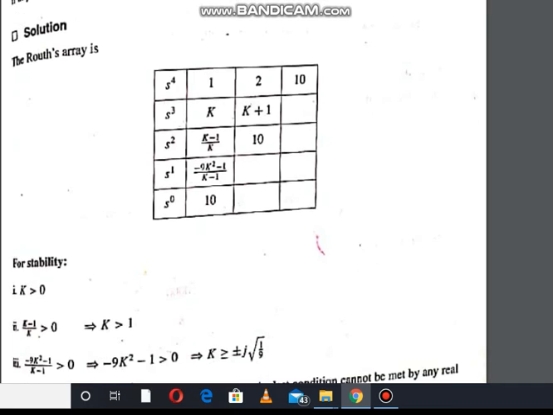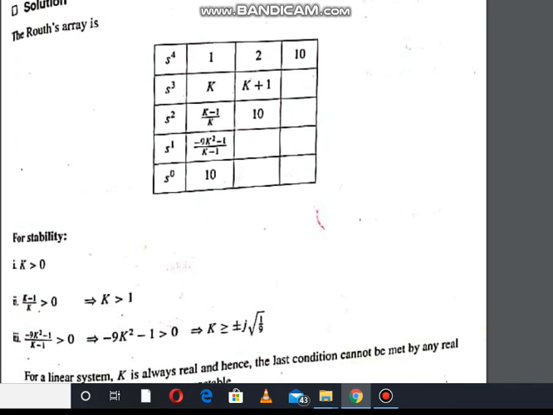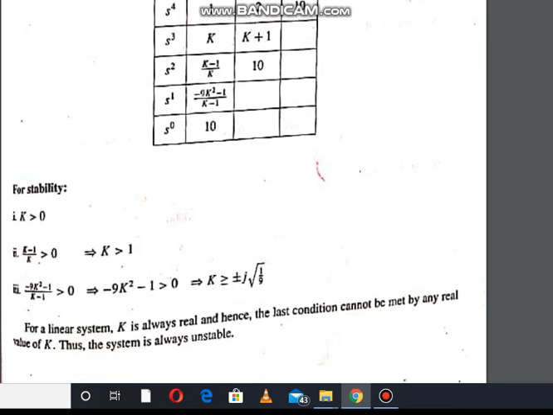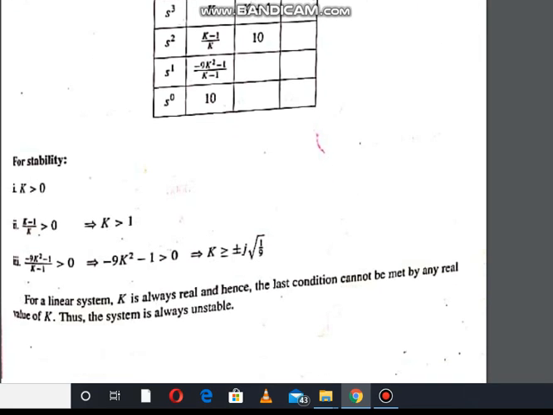Or from the next row, the s to the power 1 row, it is minus 9 (k square minus 1) divided by (k minus 1) greater than 0, or else if we cross multiply, minus 9 k square minus 1 should be greater than 0. If we simplify this one, we will get k should be greater than or equal to plus or minus j into square root of 1 by 9. So for a linear system, k is always real. Hence, the last condition cannot be met by any real value of k. Thus, the system is always unstable.